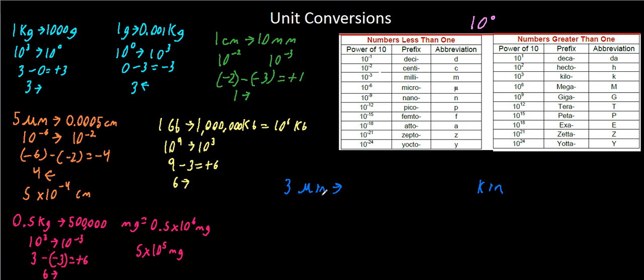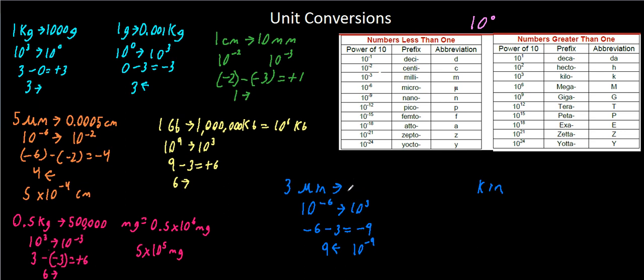So we want to go from micro to kilo. Micro is 10 to the negative 6, versus kilo is 10 to the positive 3. So we're going from negative 6 to positive 3, so we'll say minus 3. What's negative 6 minus 3? That's negative 9. So we're moving the decimal place 9 places to the left, or multiplying by 10 to the negative 9. We take this decimal and move it 9 places to the left.